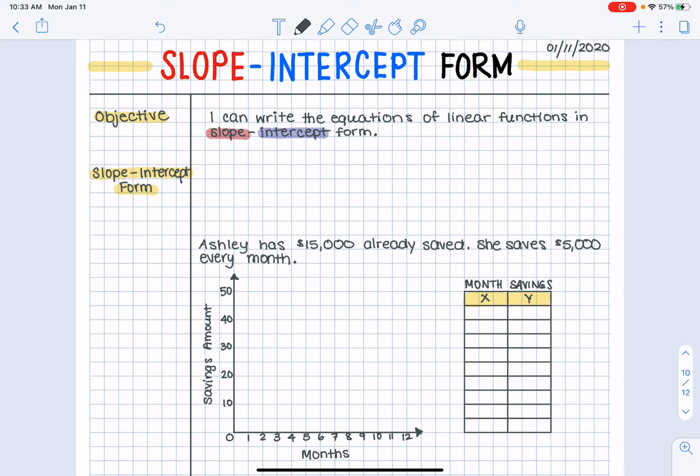It's a form where when we write an equation, it's going to look like this. It's going to look like y equals, so whatever the output is, it equals m times x, where m is your slope, plus b. So let's talk about what those things are, okay?